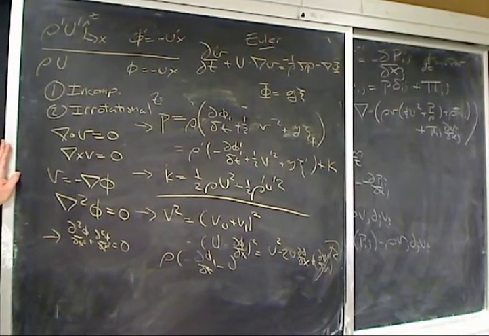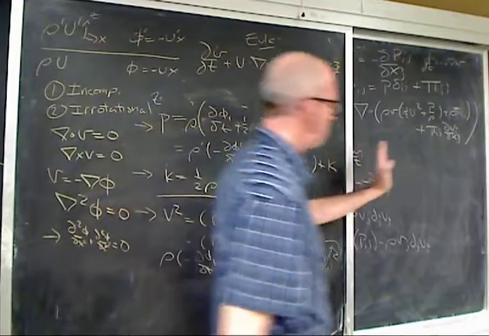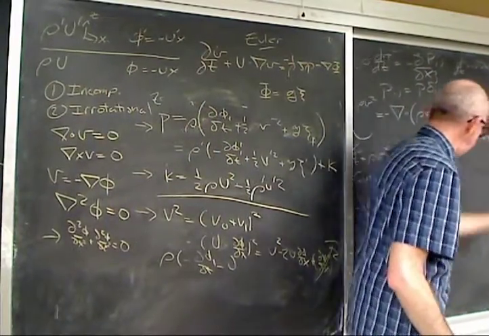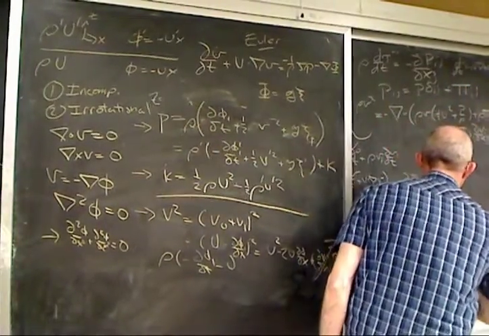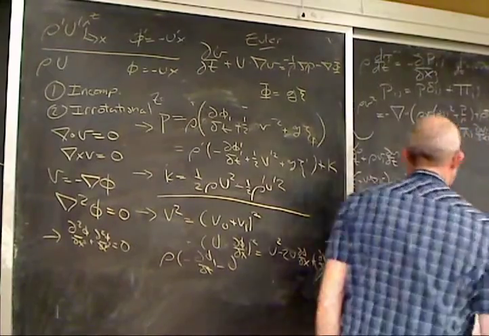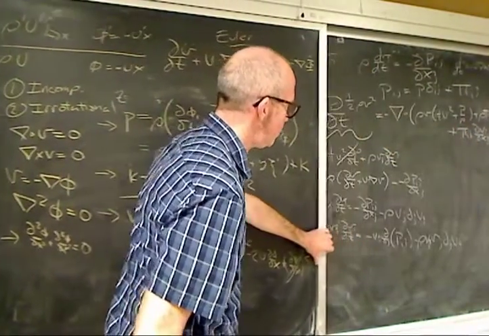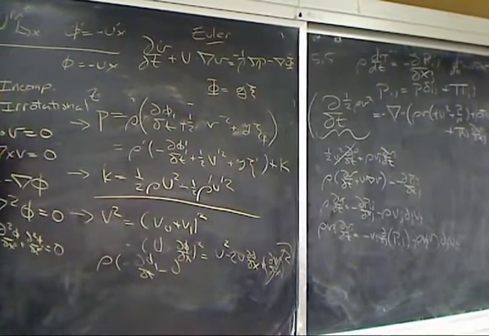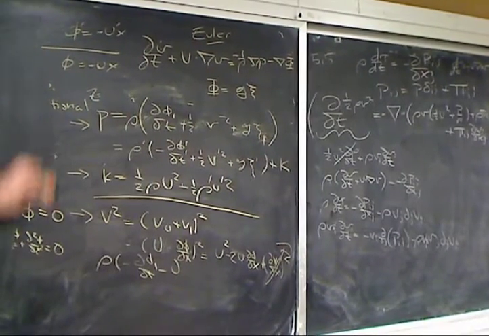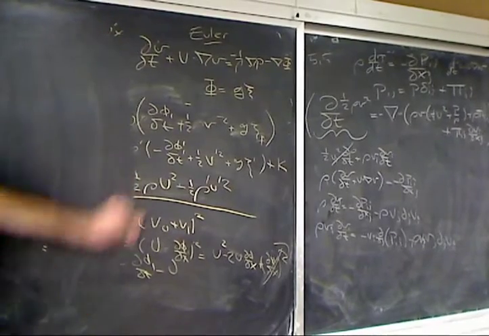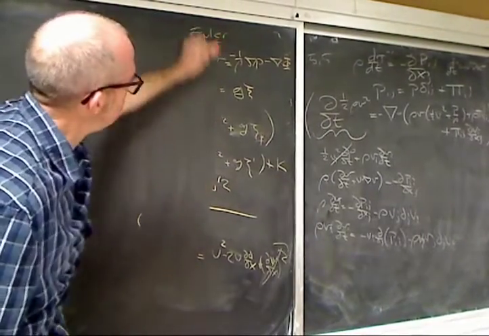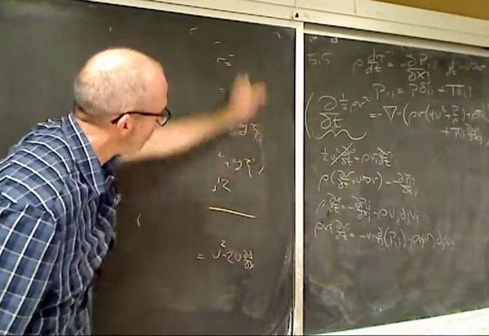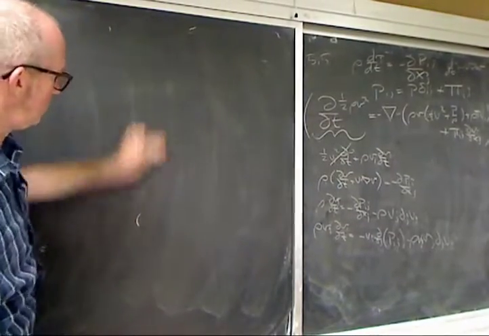Where does the vi go in that term? I missed it. Because I need a vi on everybody. Thank you. Okay, so now the stunt is just integrate by parts and then throw out all the div v terms.